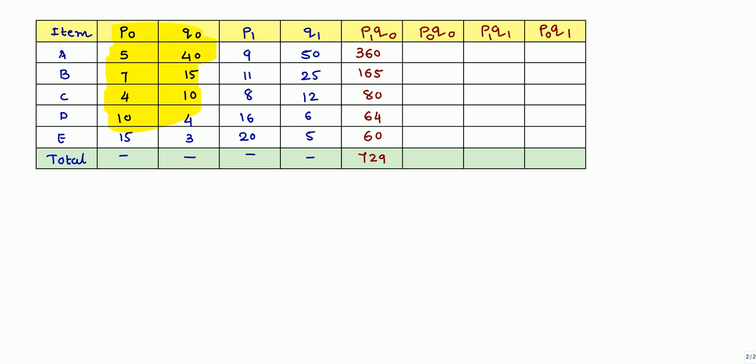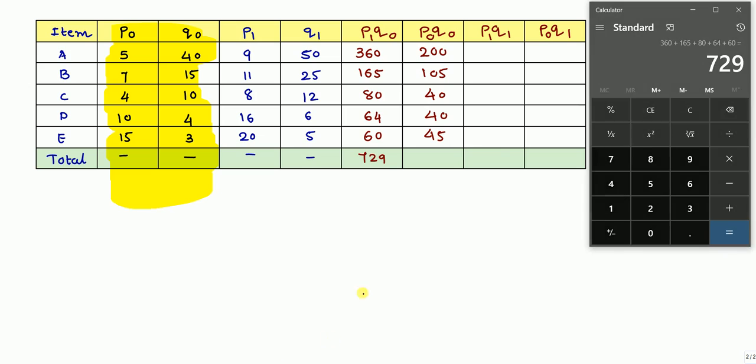Now the next column is P0 Q0. Find the total of the product of these two columns, P0 and Q0. 5 fours are 20, so 200; 7 into 15 is 105; 4 into 10 is 40; 10 into 4 is also 40; and 15 threes are 45. Now find out the total: 200 plus 105 is 305, plus 40 plus 40 plus 45, which is 430.